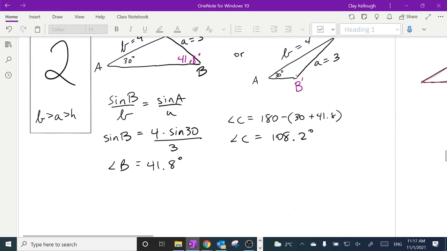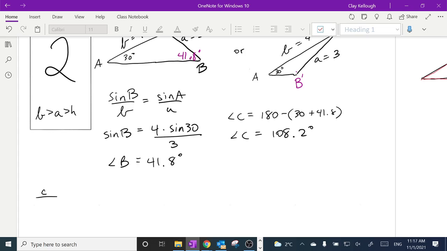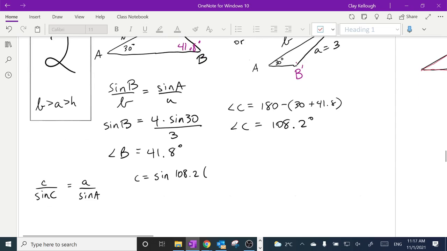And then I have to find side c. And again, c over the sine of C is equal to a over the sine of A. Skipping a step there, sine of the angle I just figured out times side a. What was a again? A was 3. Divided by the sine of 30.